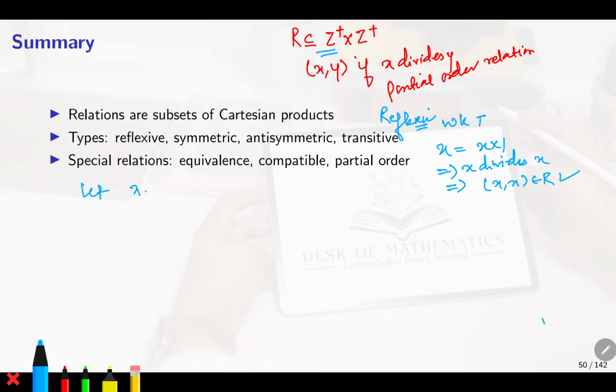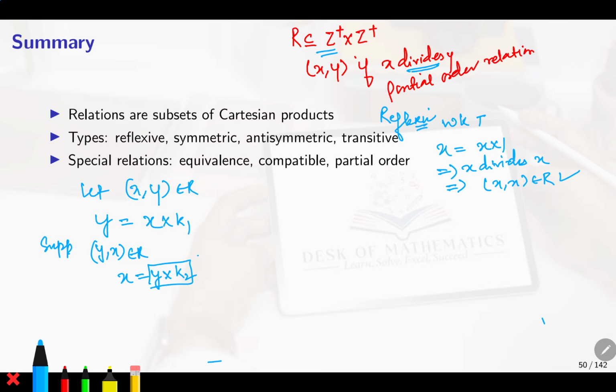Let x be related to y. That means x divides y, so y can be written as x times k1. And let's suppose that y is also related to x. That means x can be written as y times k2. So now take the value of x from here, y times k2, and put it here. So you will get y is equal to y times k1 cross k2.